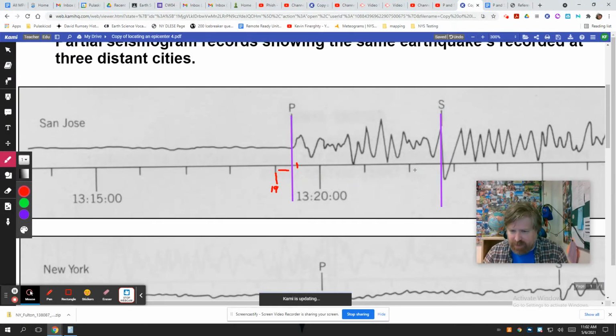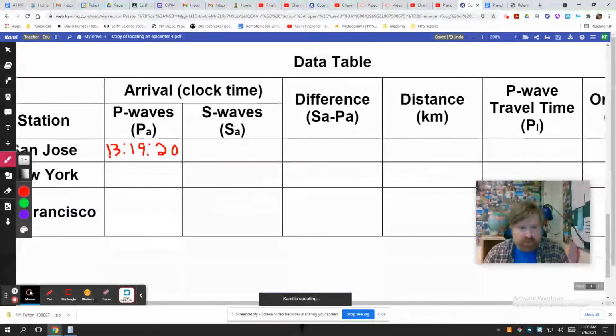S wave right about here. I'm going to say that looks like about 40 seconds. So we're at 13, 20, 21. This would make that 22. So about 13, 22, and about 40 seconds. Should probably do this with a text tool, but what the heck, we're already there.